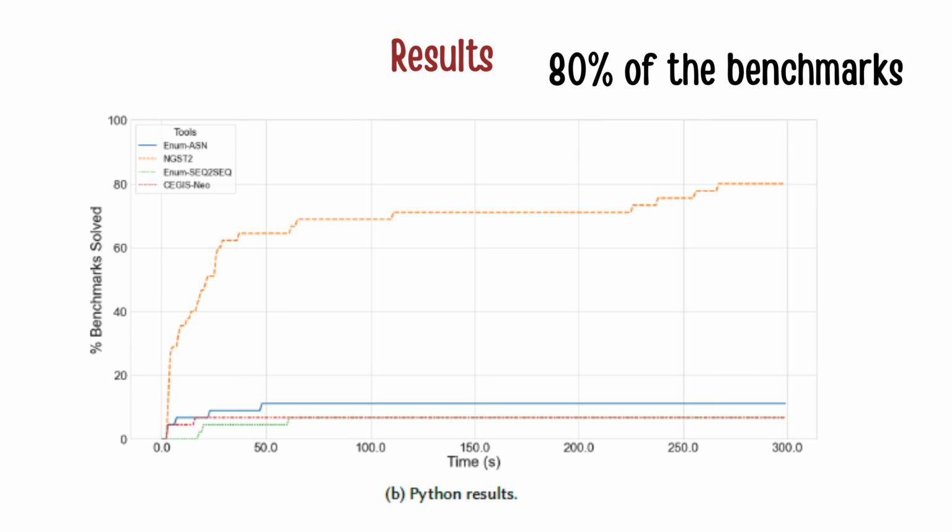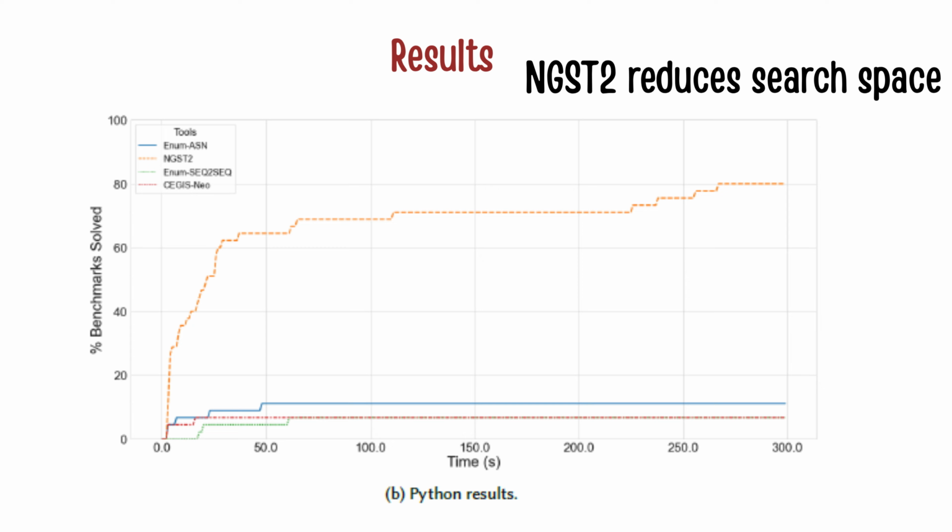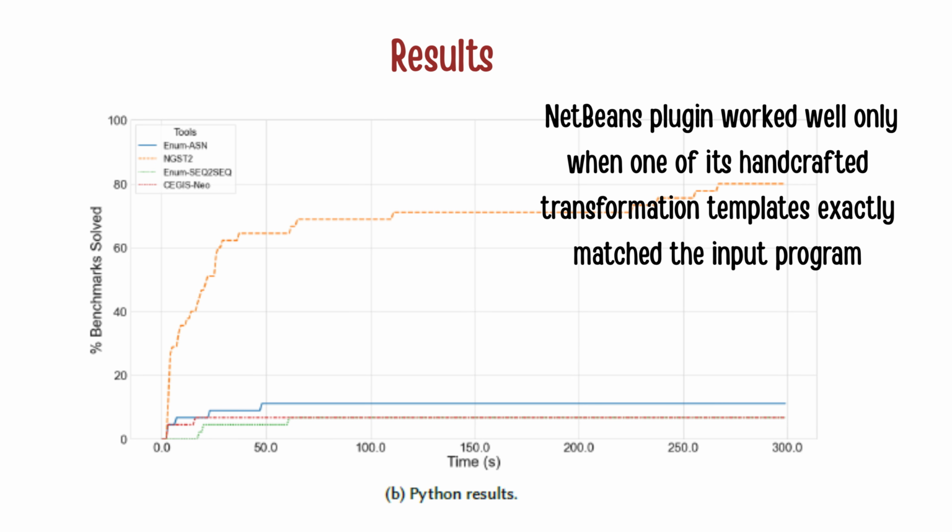The authors explain that traditional synthesis systems struggle because they must explore an enormous search space. NGST2 dramatically reduces this search space using the trace compatibility assumption, allowing it to discard impossible candidates long before full verification. As for the NetBeans plugin, it worked well only when one of its handcrafted transformation templates exactly matched the input program. Outside those cases, it simply could not perform the translation. So overall, NGST2 substantially outperformed every baseline.